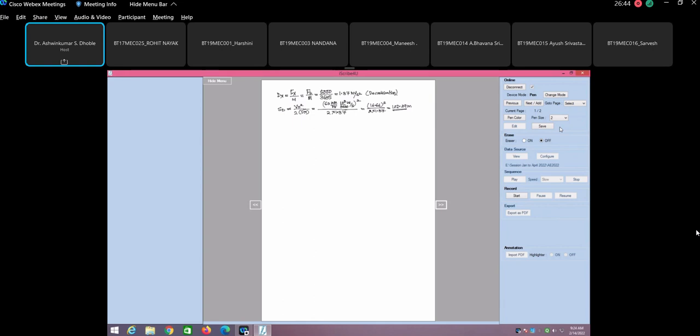Now calculate the stopping time, sir. So ts is equal to v0 by dx. It is easy, 16.66 meter per second divided by dx, which is 1.37. So stopping time comes out to be 12.16 seconds. Please verify this. Sir, is it correct? Stopping time, yes, 12.16 seconds.